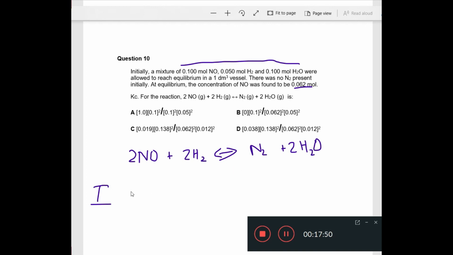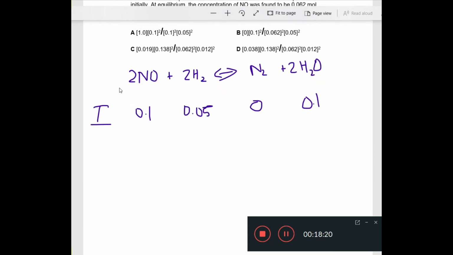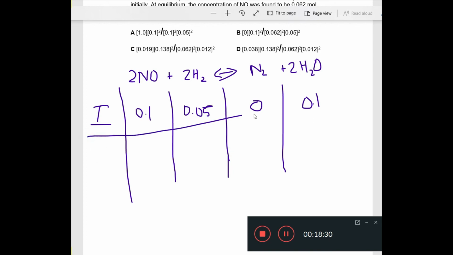So let's fill in the initial amounts. We're told that we have 0.1 mole of NO, so I'll put 0.1 here. We have 0.05 mole of hydrogen, so 0.05 here. And we have no nitrogen, so that's 0. But we have 0.1 mole of water. So I'm going to go ahead and do our ICE table: the initial amounts, then the change in amounts, and then the equilibrium amounts finally.